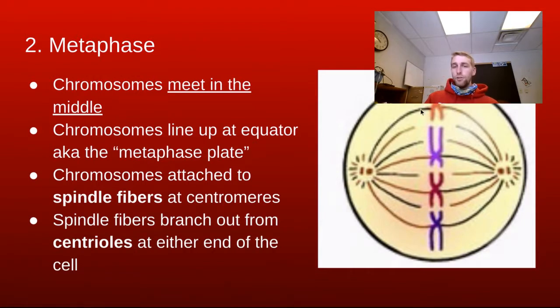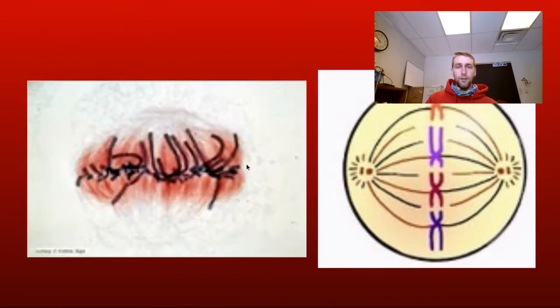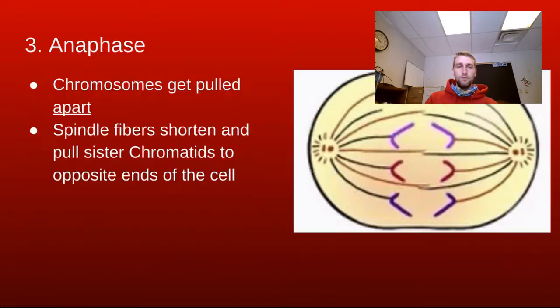Also, the chromosomes will attach to these spindle fibers at the centromere, that middle portion of the chromosome. And then the spindle fibers connect to the centrioles at opposite ends of the cell. Here's a cell in metaphase. This is why it's usually pretty easy to identify, because you've got all these chromosomes in a straight line across the middle.